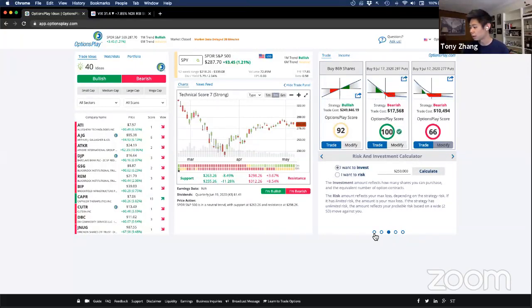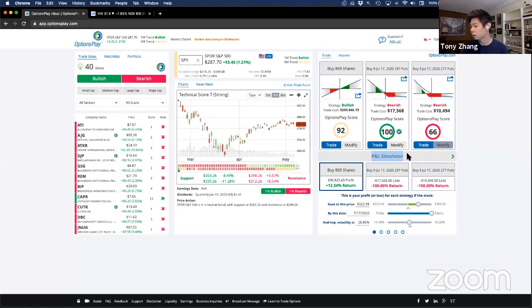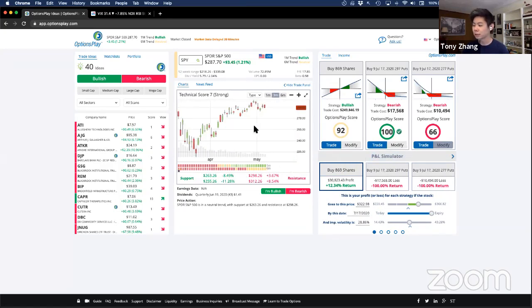So let's take a look at these strategies. I'm going to use the P&L simulator here. The first thing I'm going to simulate is what happens if, let's say, a month from now, the market still stays where it is, meaning we grind a little higher, we grind a little lower, and the market stays around this 290 area. Let's say that happens, and we're talking about mid-June, the markets are staying where they are, and we haven't really moved anywhere.